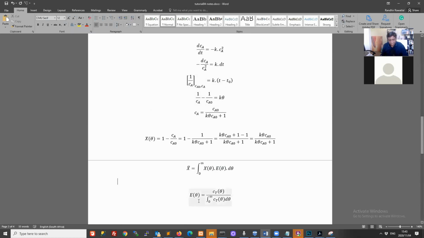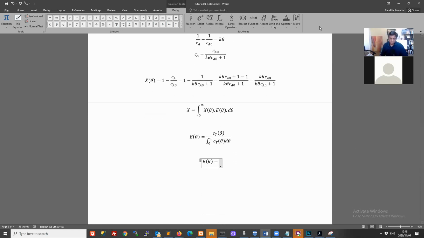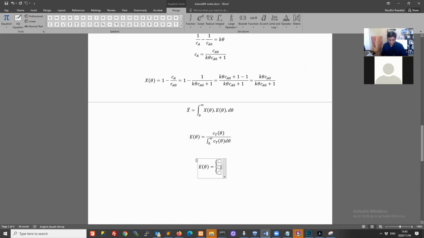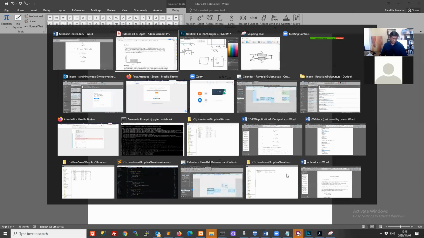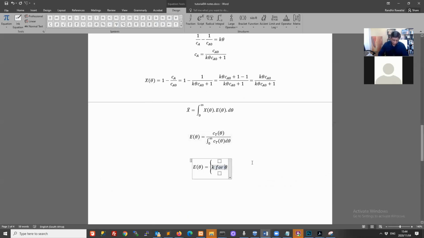So we know that the integral under E of theta must be 1, right? We can see here that E of theta in this case is going to be a three-part function. So we have to just use some brackets here. So we can see E equals some constant K between certain limits. Between 1 and 3, it's a constant, we'll call it K, so theta is more than or equal to 1 and less than or equal to 3. And otherwise, it's 0. So in all other situations, it's 0.